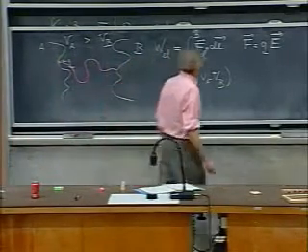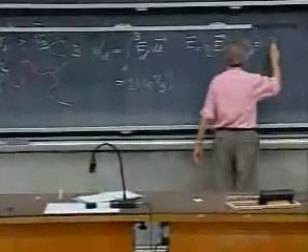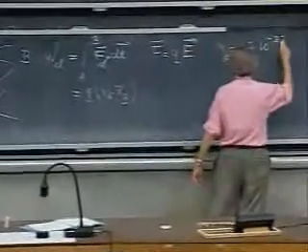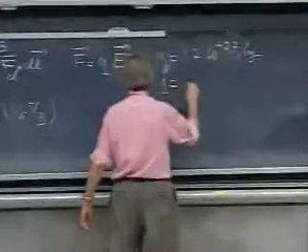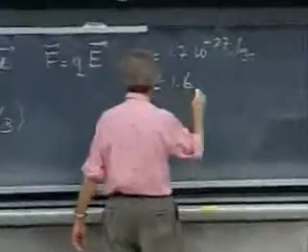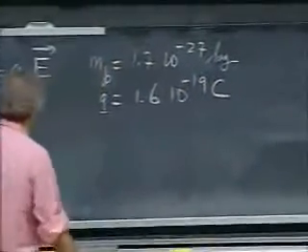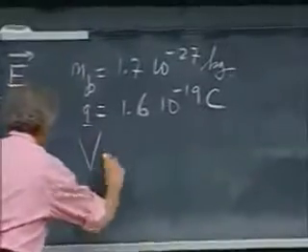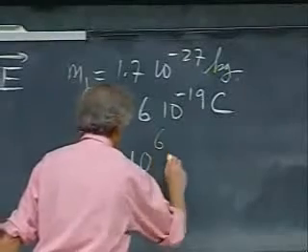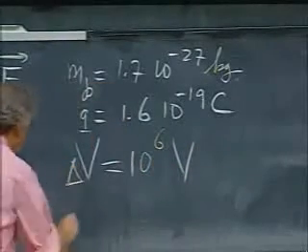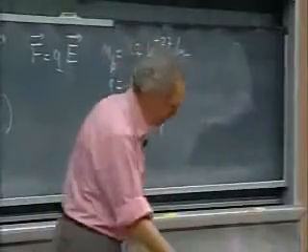Let's take a practical case. We have a proton, which has a mass 1.7 times 10 to the minus 27 kilogram. The charge of the proton is the same as that of the electron, but it is positive, 1.6 times 10 to the minus 19 coulomb. And let's suppose that the potential difference between A and B, this is now the potential difference, is 1,000,000 volts. Let me put a delta here, because I don't want V's on both sides. But that's the difference VA minus VB.